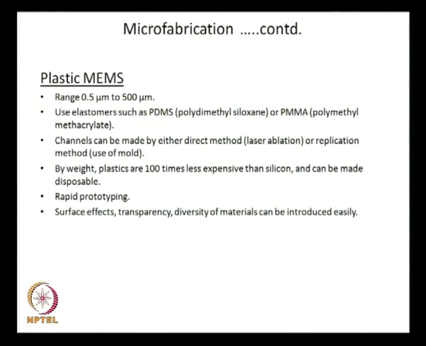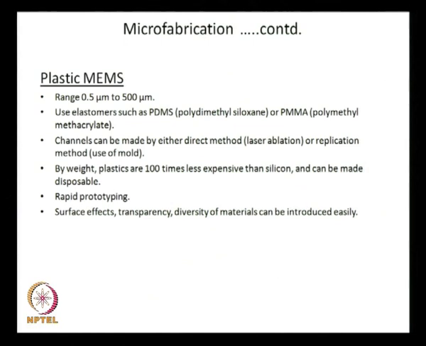Now, the range is 0.5 micrometer to 500 micrometer. Use elastomers such as PDMS or PMMA. These are the two elastomers which are very common, polydimethyl siloxane and polymethyl methacrylate. These are two very important plastic materials which are used for microscale devices when it comes to making it in plastic. Channels can be made by either direct method, which is laser ablation, or replication method, use of mold.